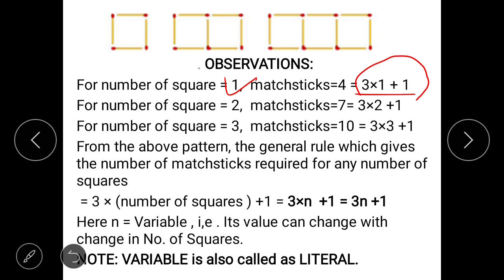For 2 squares, matchsticks equal 7. That is 3 multiplied by 2 plus 1. Similarly, for the third, matchsticks equal 10. That is 3 multiplied by 3 plus 1. Now how does this pattern get generated?